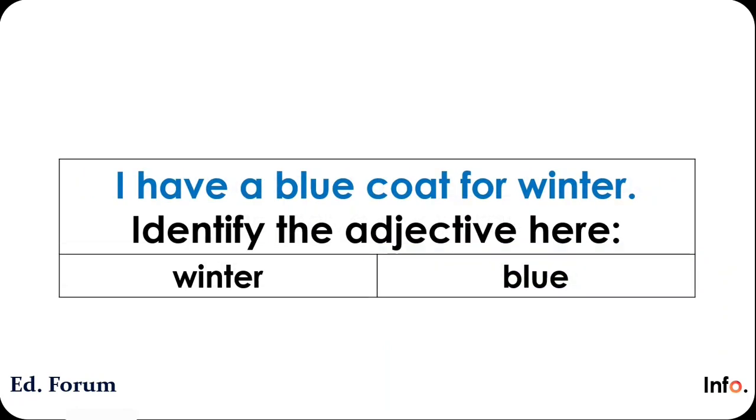You must listen to that. I have a blue coat for winter. Identify the adjective over here. I told you. So you see that I is a pronoun. Have is a verb. A is an article. Blue is an adjective. Coat is a noun, yes. For is a preposition, yes, good. Winter is again a noun. So blue is an adjective over here. So you see that I told you that we are combining all the parts of speech and making one sentence.